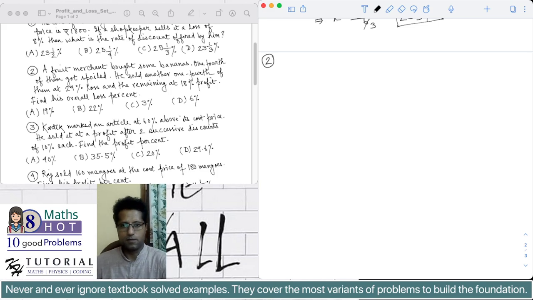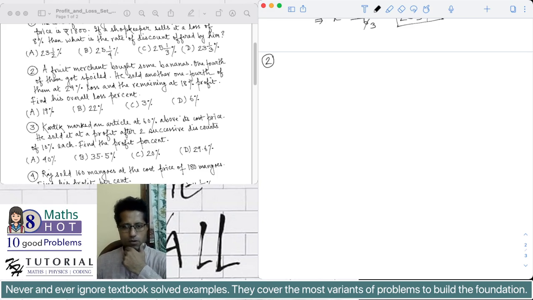A fruit merchant bought some bananas. One fourth of them got spoiled. He sold another one fourth of them at 24% loss and the remaining at 18% profit. Find his overall loss percent.